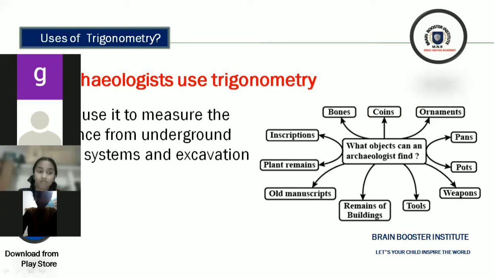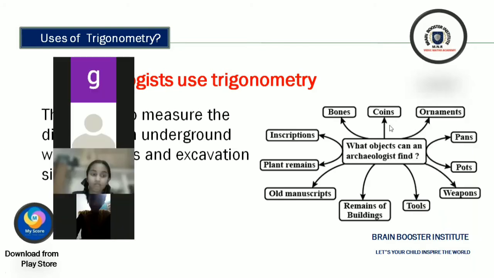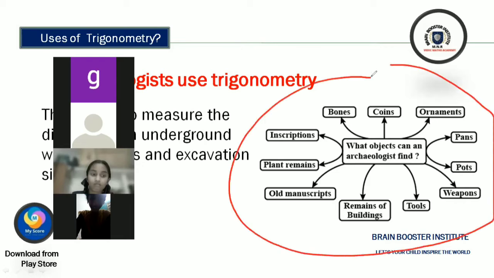Children, see, if you want to become an archaeologist, you compulsorily have to go with trigonometry. You can find trigonometry anywhere, children. They use trigonometry to measure the distance of underground water systems and excavation sites. You can see this image, this chart, children, to see how helpful it is here.